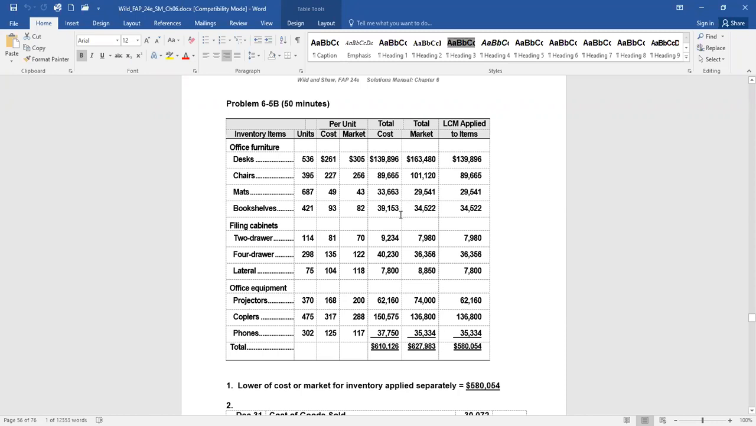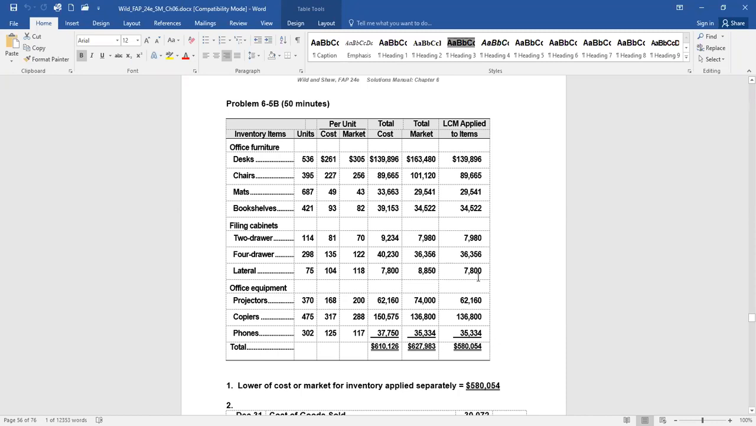And the bookshelves, same deal, market's lower. So if they had to replace those bookshelves, they would pay less than they actually did when they first bought them. That happens. Go through the same process for the filing cabinets. Here, your total cost, $92.34 for a 2-drawer, $79.80 for market. Market is the amount that should be in inventory. Same with the 4 drawers, market's lower. The lateral, though, the cost is lower.